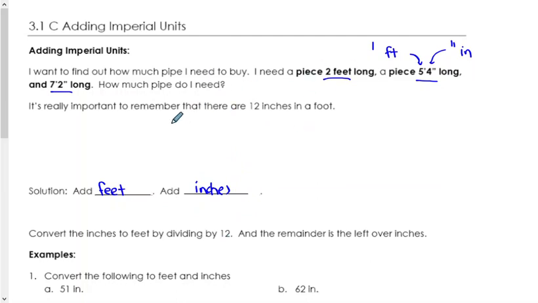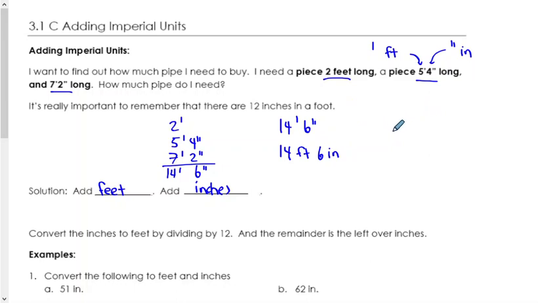So one piece that's 2 feet long, another piece that's 5 feet 4 inches long, and another piece that's 7 feet 2 inches long. So adding inches separately and feet separately. Inches, I get 4 plus 2, 6 inches. Feet, I get 2 plus 5 plus 7, 14 feet. Now, I don't tell you specifically how I want your answer in this one, so you could have it just in feet and inches, exactly as we figured out, so 14 feet, 6 inches. You could also write it with your units out.